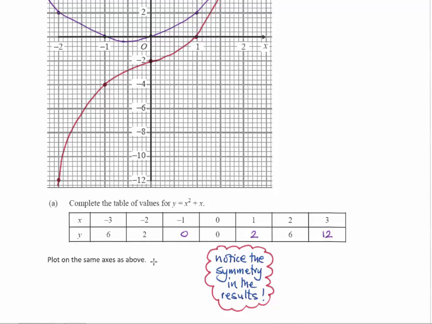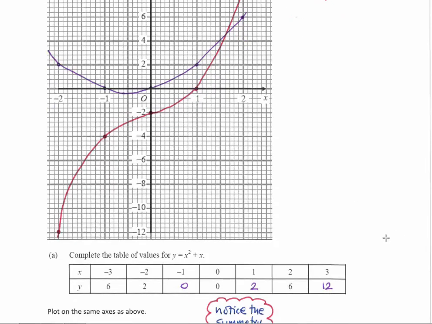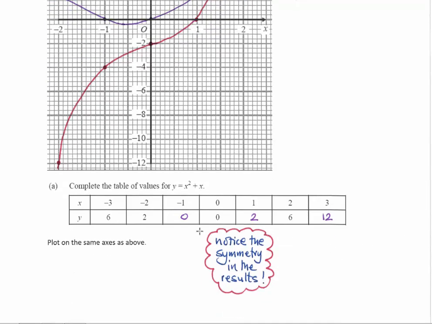Now what I want you to notice, and we spoke about this when we did this in class, is the symmetry of the results. When you plot this, you can see that you get this kind of curve. And that means it's symmetrical, which means your results will be symmetrical. And you can use that symmetry to spot mistakes. Look, 12, 6, 2, 0, 0, 2, 6. See the symmetry here in your results. If you don't get a symmetry, it means you've made a mistake, and that helps you spot any mistakes you make, because we all make them.